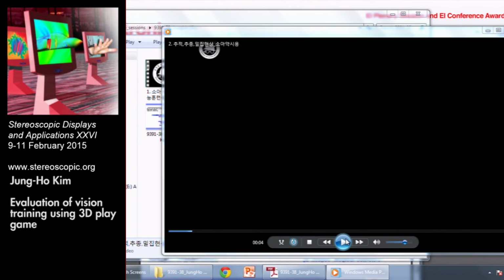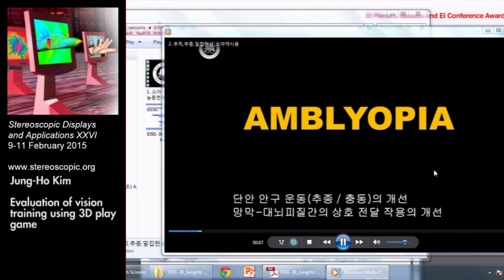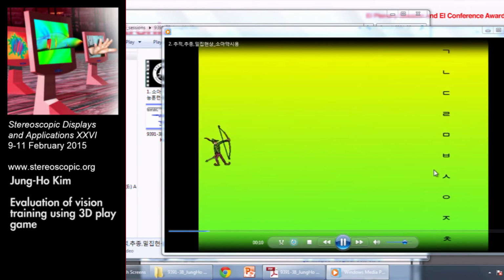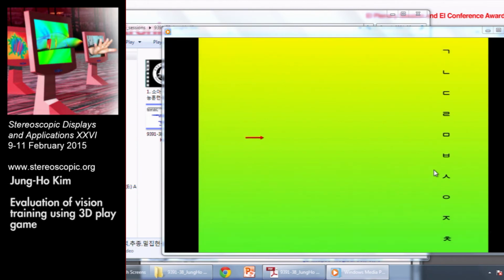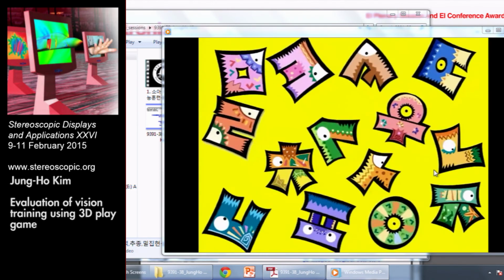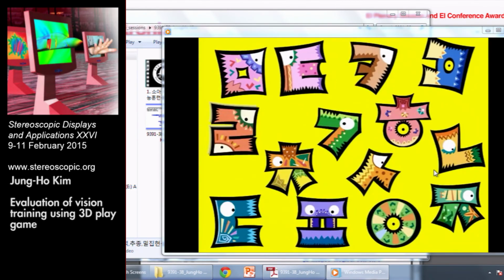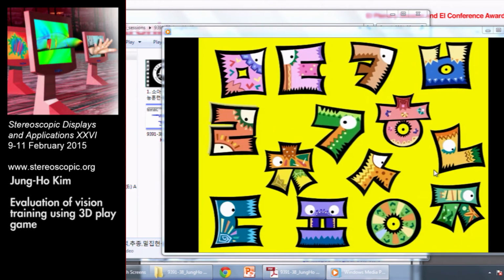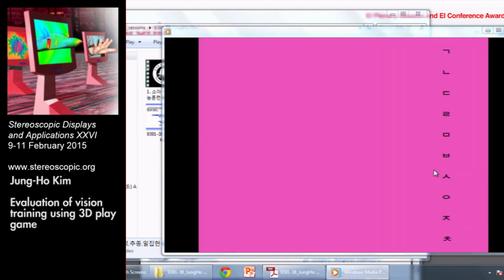The second exercise is training for pursuit, saccadic, Kwon phenomenon, and contrast sensitivity improvement. Follow the arrow and find which letter the arrow reached. So, which letter is the answer? It's the Korean text. Okay, let's try one more time.